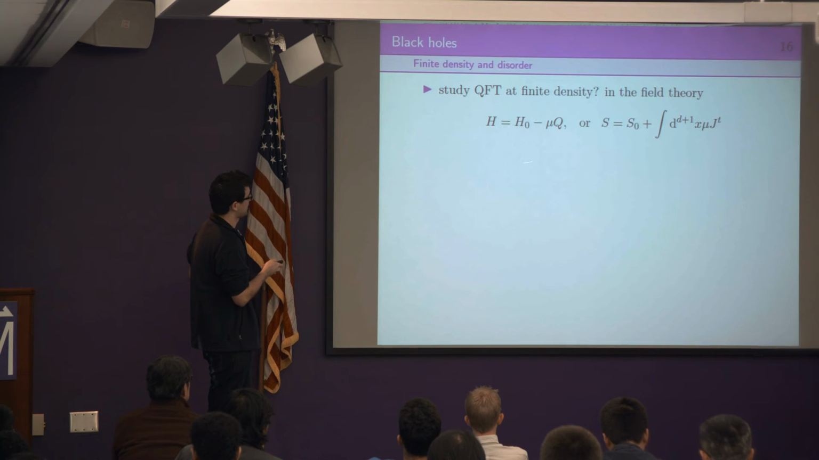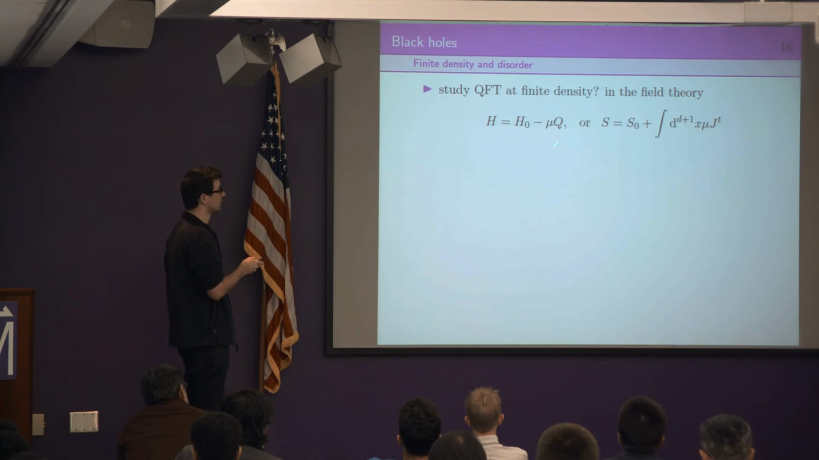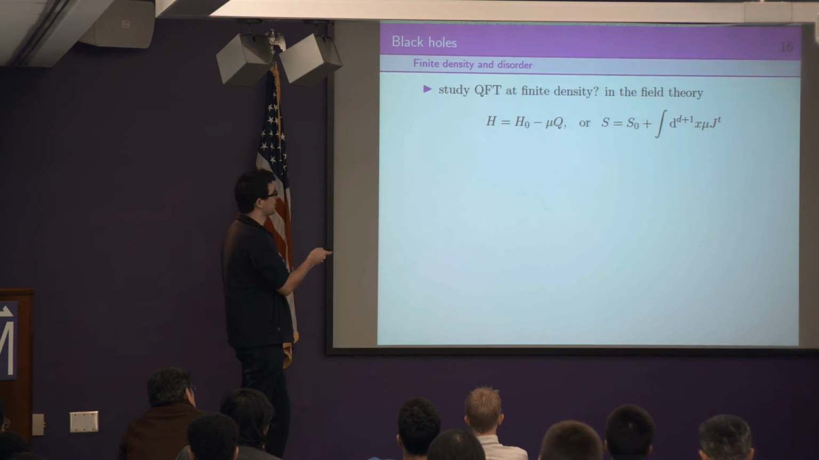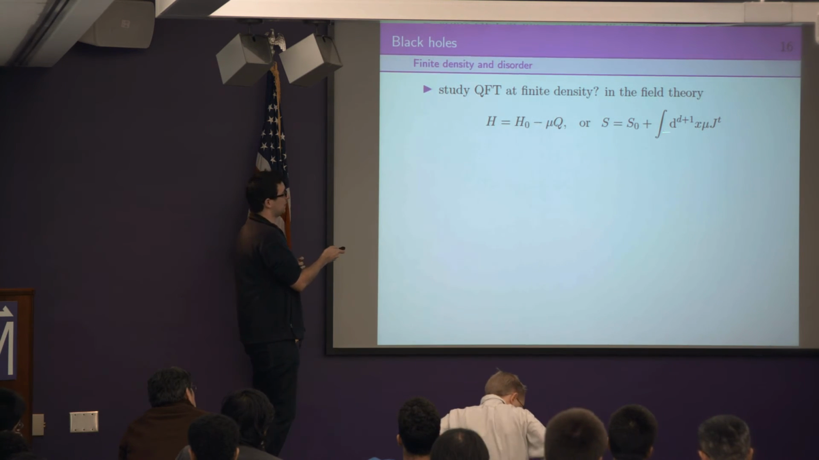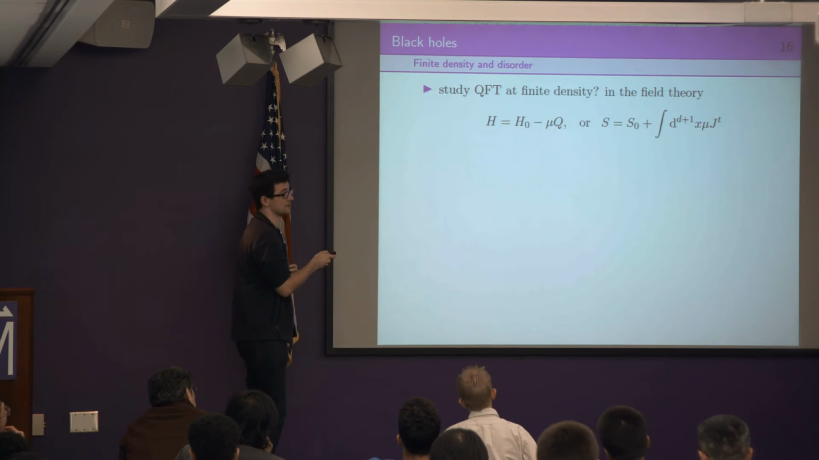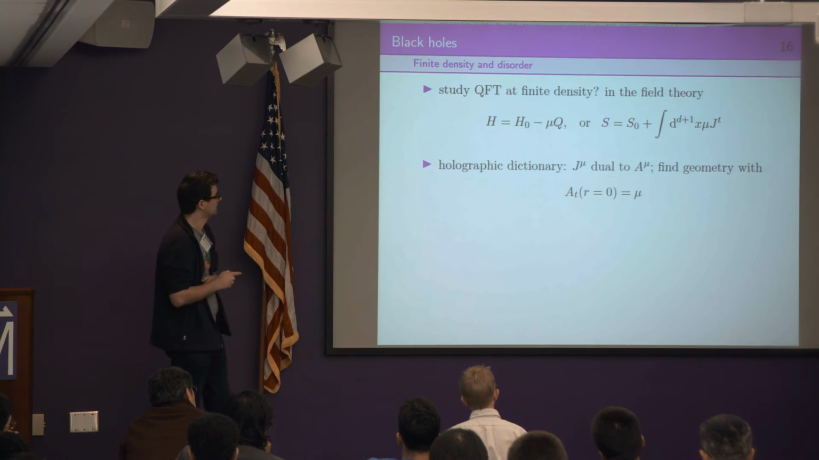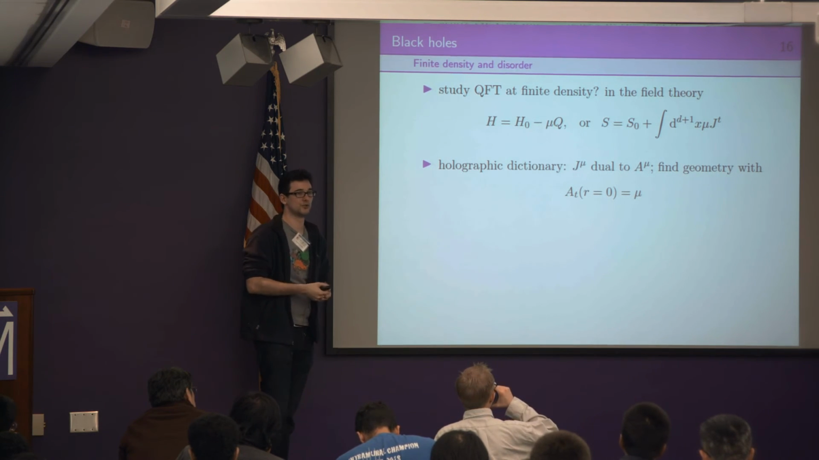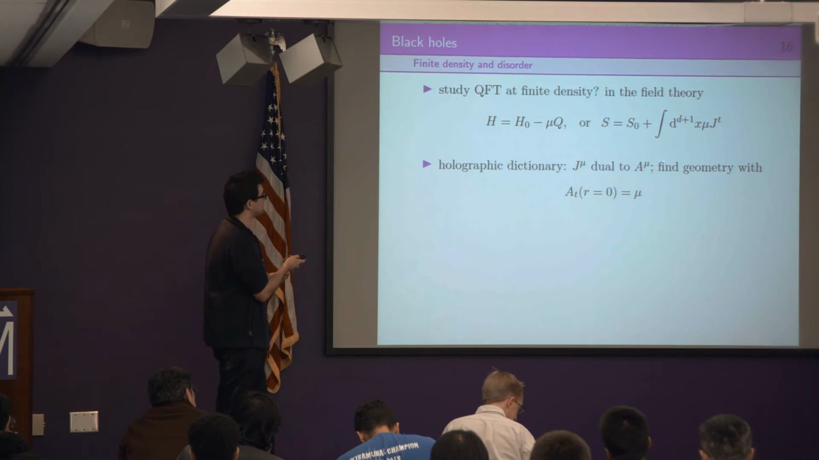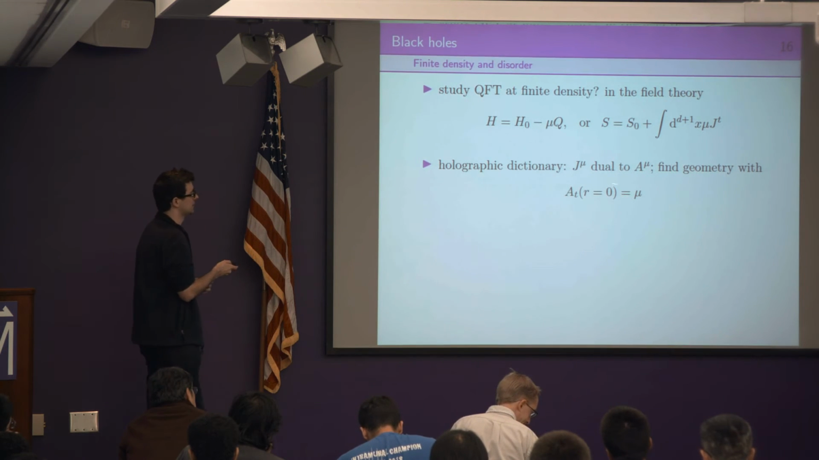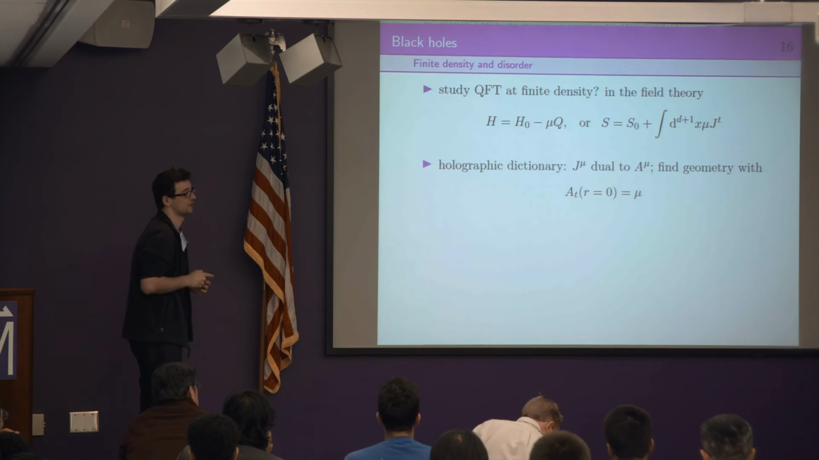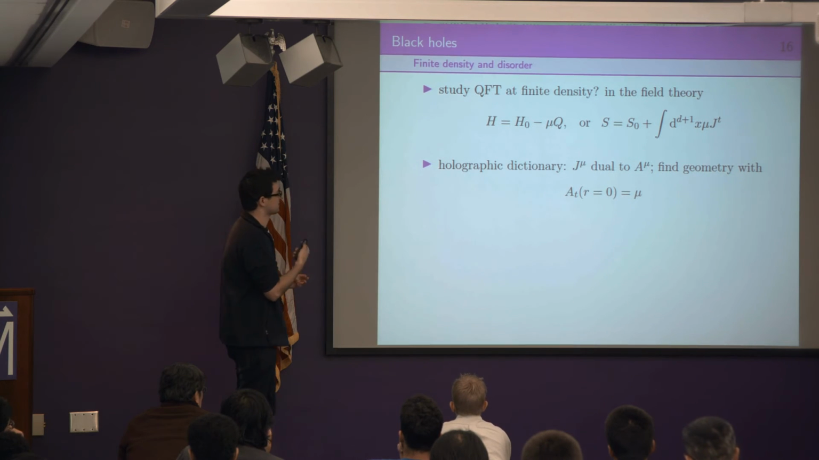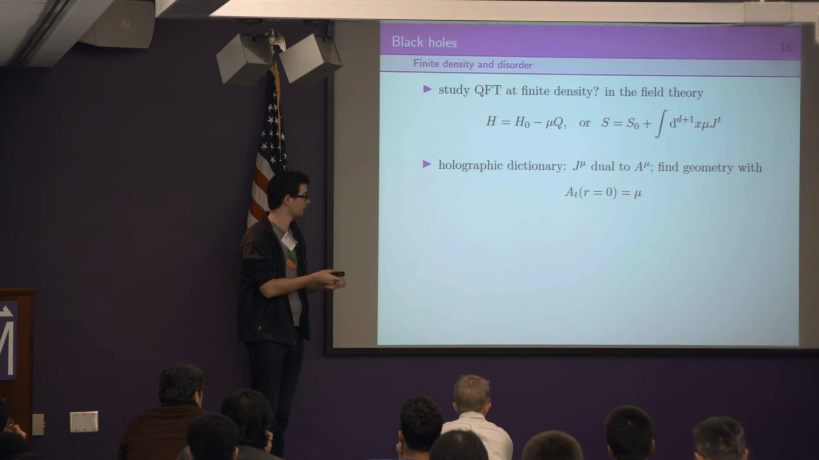In the field theoretic language, let's say we take a Hamiltonian and deform it by mu times Q if we want to work in the grand canonical ensemble. In the action framework, it would look very similar. We just perturb the action by the chemical potential times the charge density, or J^t. So in the holographic dictionary, we know that J^mu, the charge current, is dual to a gauge field in the bulk. And so we need to find a geometry where that gauge field, its time-like component at any rate, asymptotes to this chemical potential. And if we find this geometry, this is our charged holographic model.